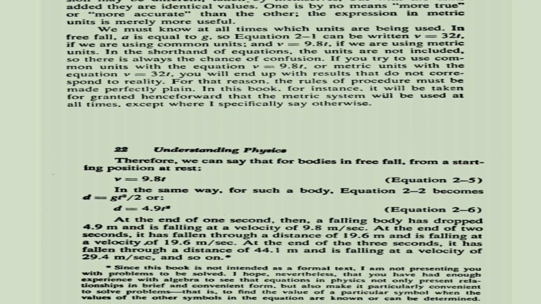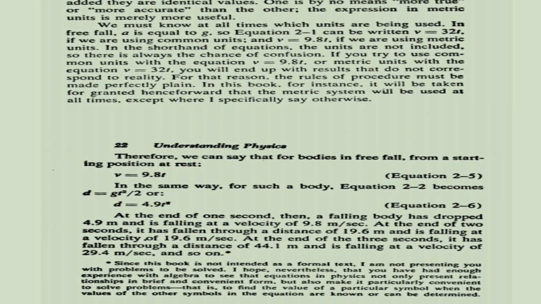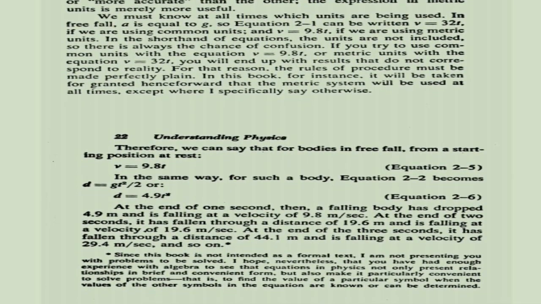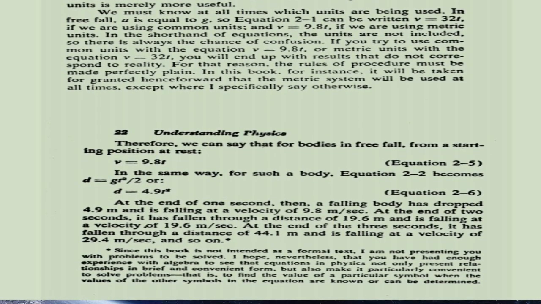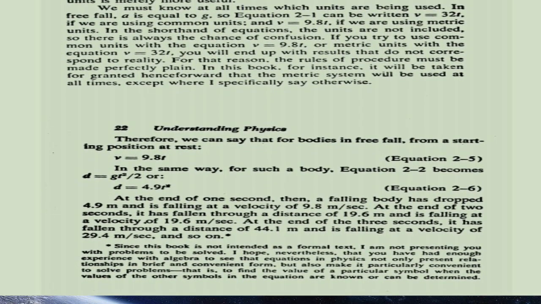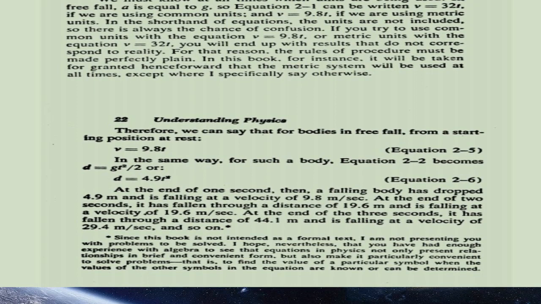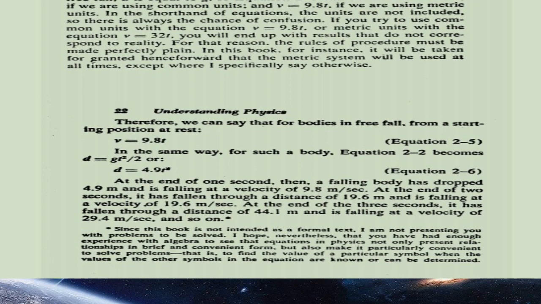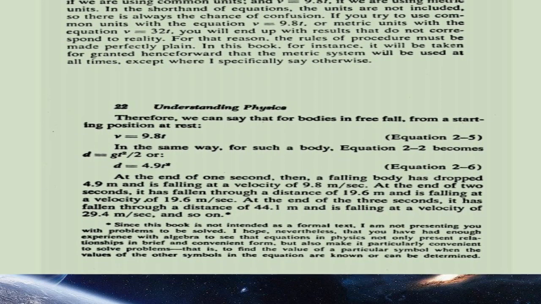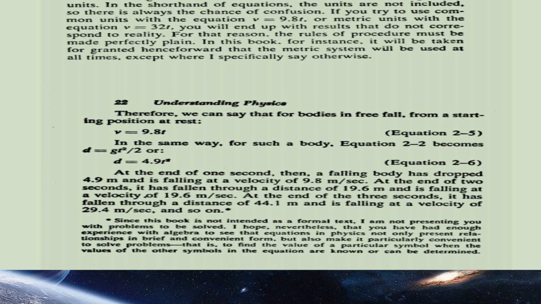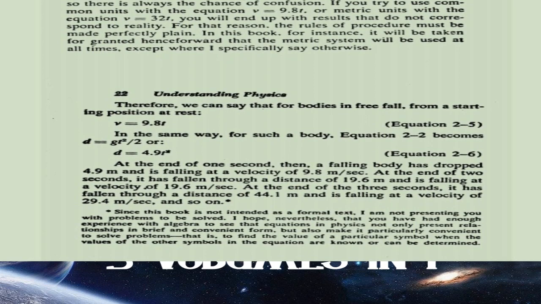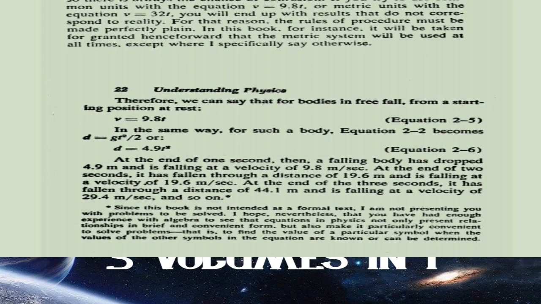Equation 2-6. At the end of 1 second, then, a falling body has dropped 4.9 meters and is falling at a velocity of 9.8 meters per second. At the end of 2 seconds, it has fallen through a distance of 19.6 meters and is falling at a velocity of 19.6 meters per second. At the end of 3 seconds, it has fallen through a distance of 44.1 meters and is falling at a velocity of 29.4 meters per second, and so on.